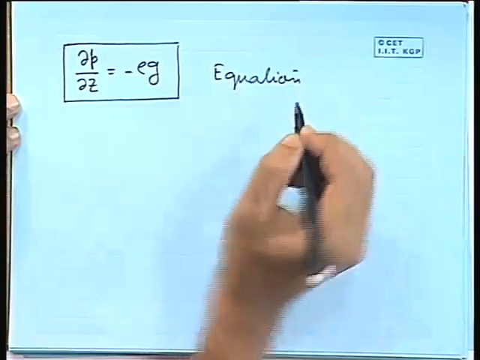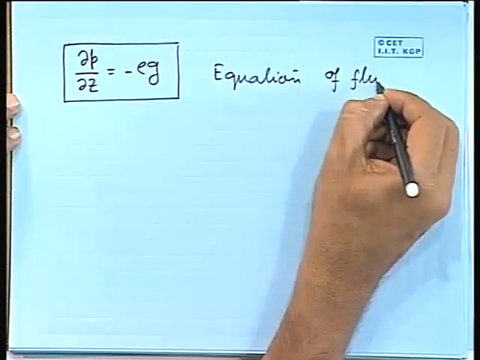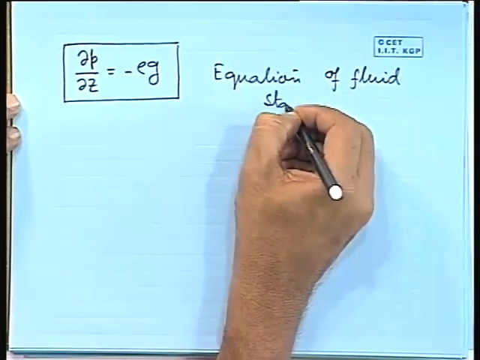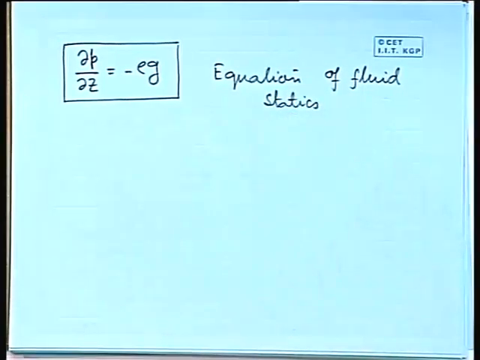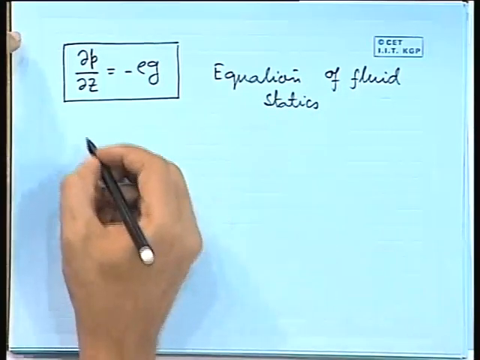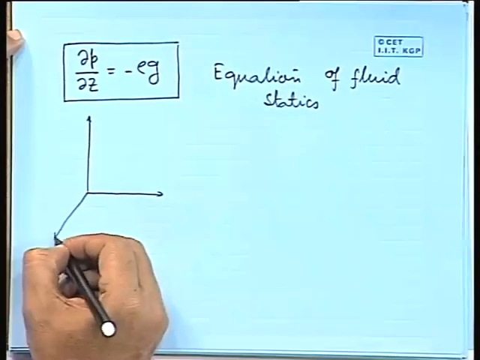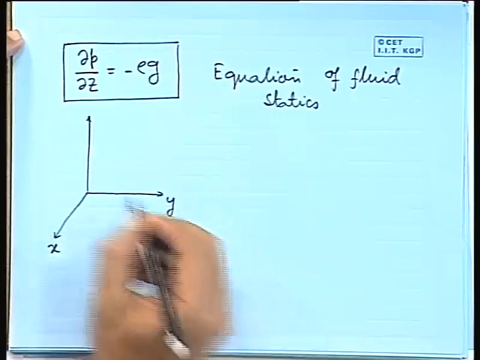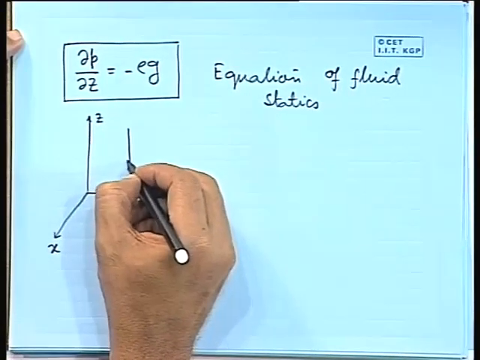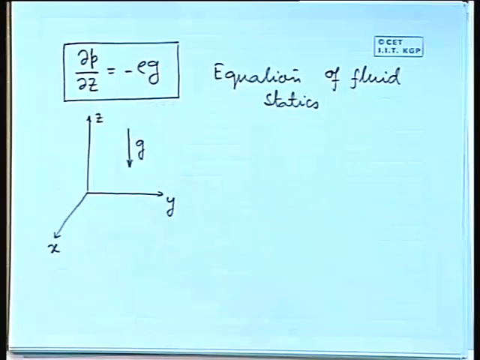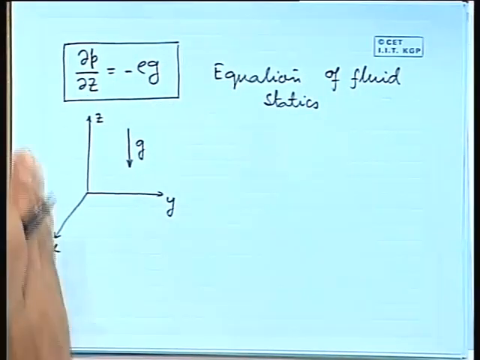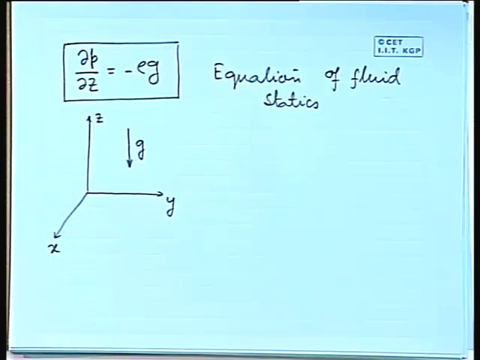Equation of fluid statics. So, dP/dz is equal to minus rho g. It is like this. We have got a Cartesian coordinate system x, y, z, and g we have taken in this direction. In that case, this equation is valid, meaning we have a particular direction of z and a particular direction of g. So, in a stationary fluid we will have this.